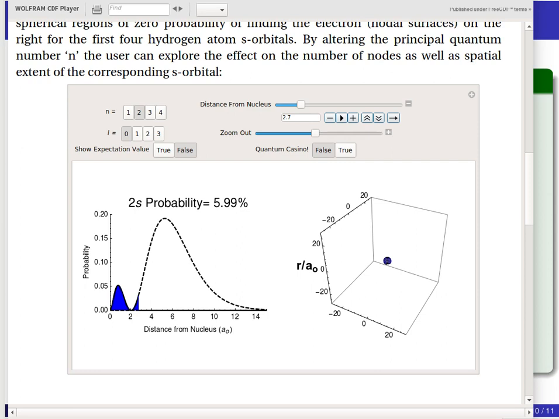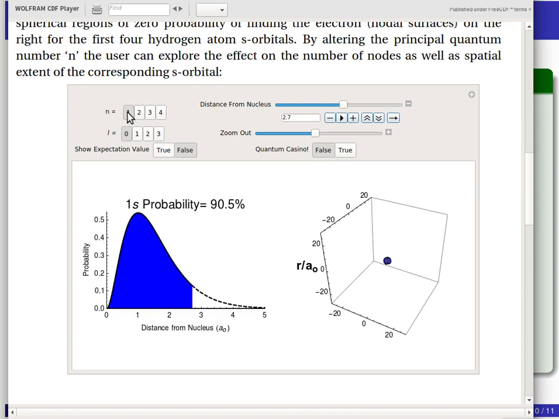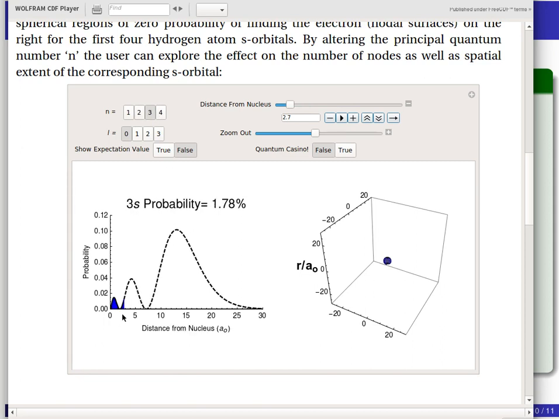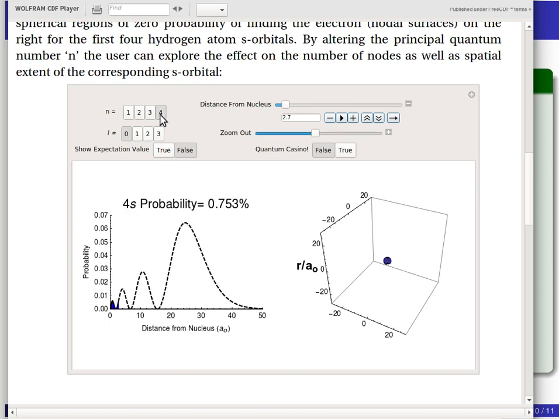And similar things happen when we're looking at the number of nodes that we saw in the previous slides. Notice that for n equals 1, s orbital, 0 nodes, and we're looking at the radial distribution function. So we call these radial nodes. So we have 1 radial node when we get to n equals 2, 2 radial nodes at n equals 3, and 3 radial nodes when we get to n equals 4.